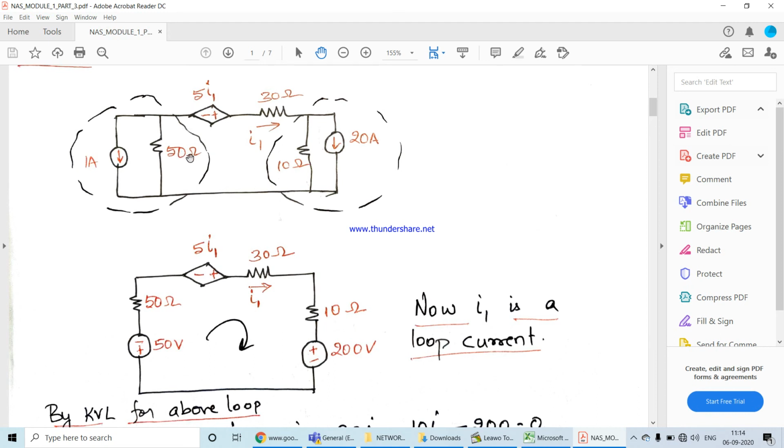So 1 is in parallel with 50 ohms. So what is V? V equals I into R. So 1 into 50 is 50 volts, the voltage source value will become 50 volts. And then 50 ohm will be in series with that.